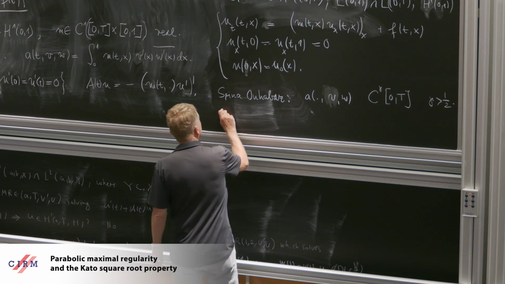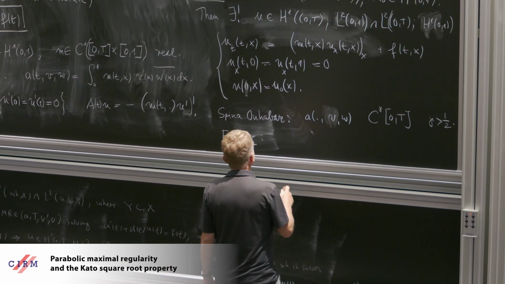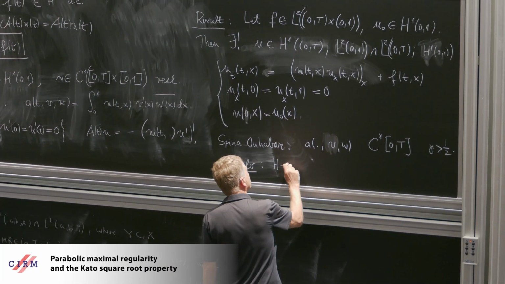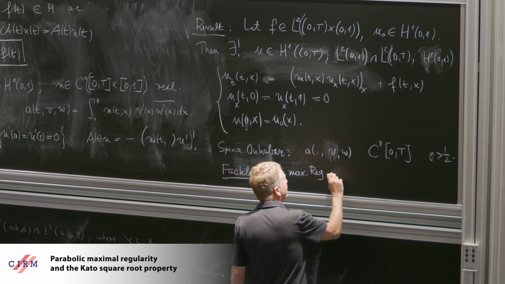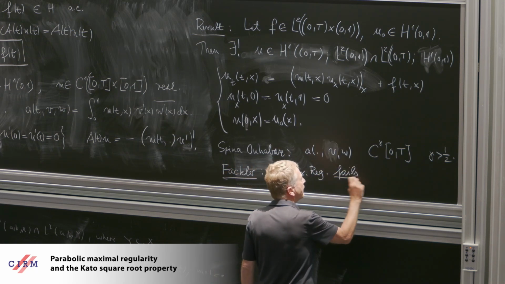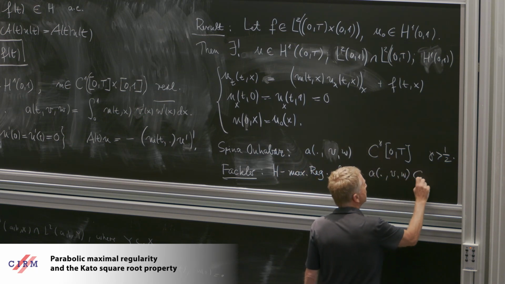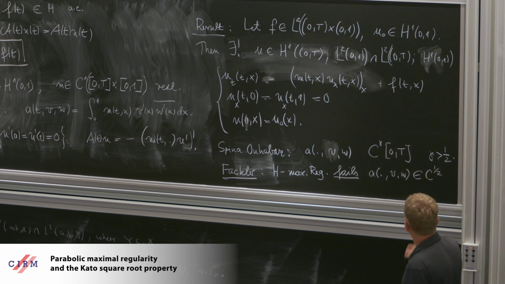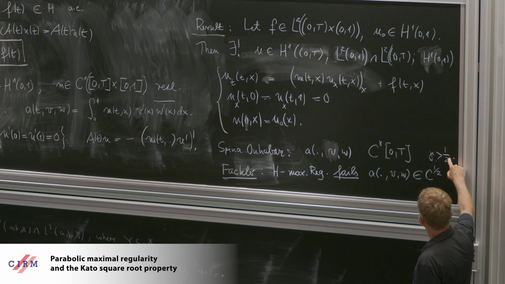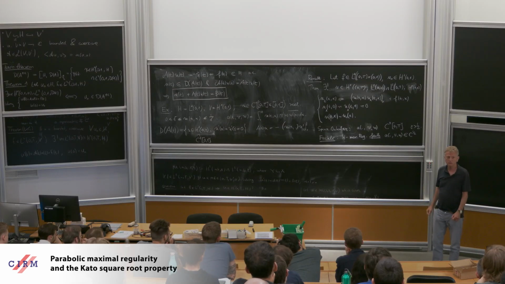On the other hand, Fackler gave a counterexample and shows H maximal regularity fails if A is merely in C to the half. So gamma larger than the half suffices, but gamma equal to a half does not suffice. So this is really sharp. The result is really sharp.